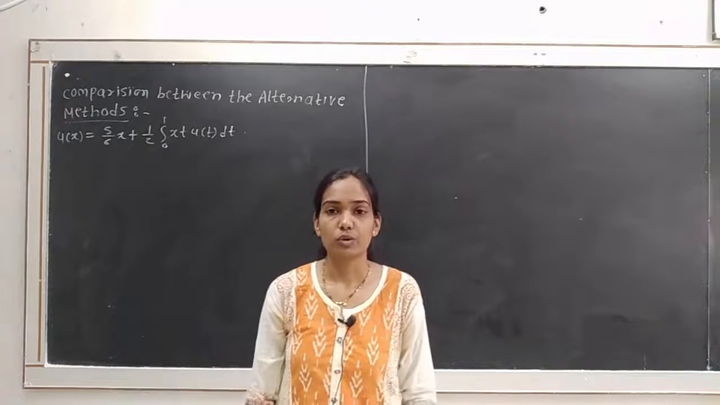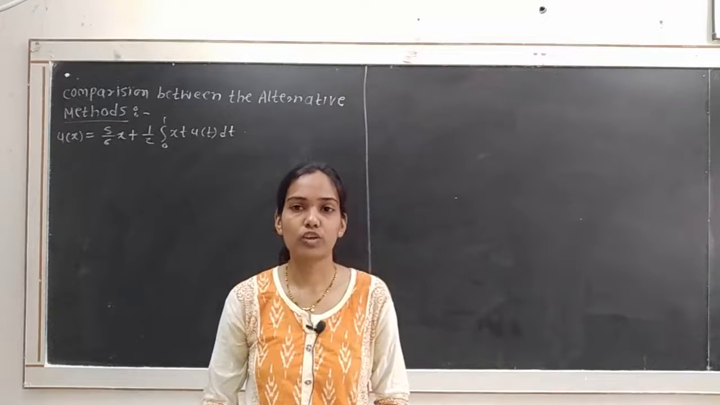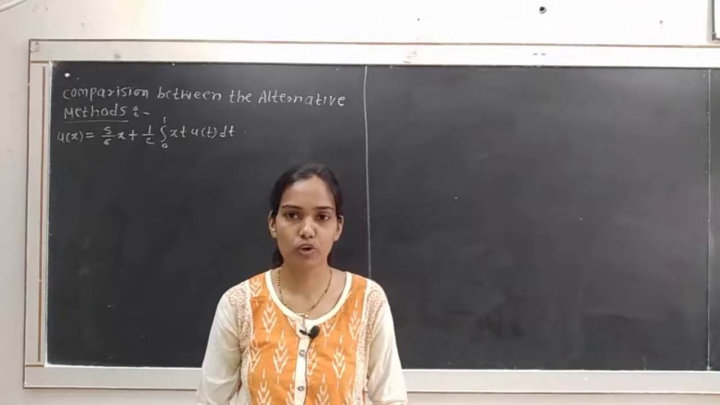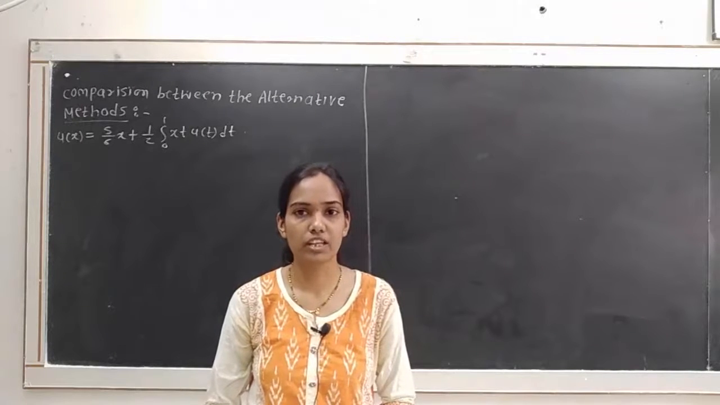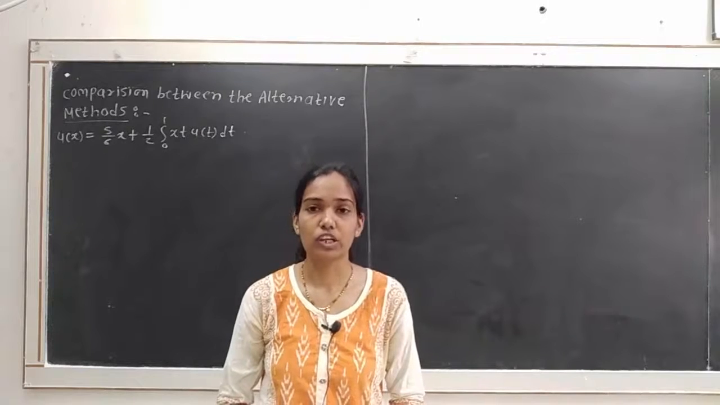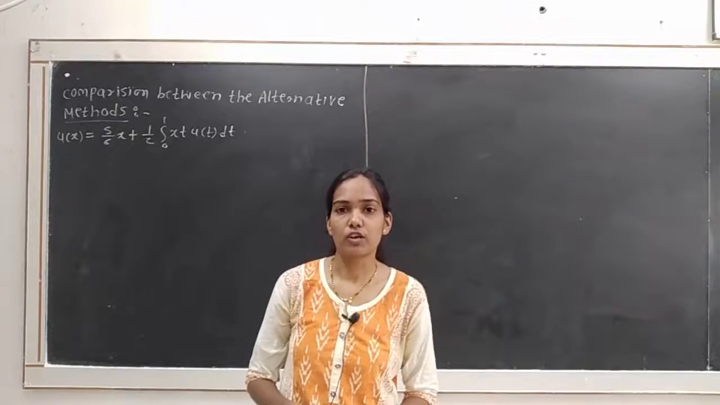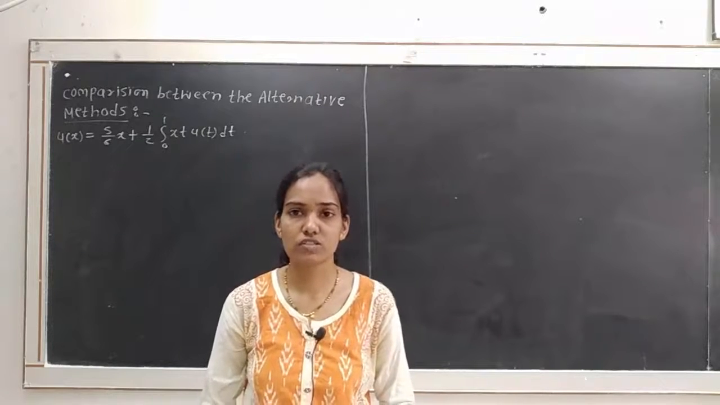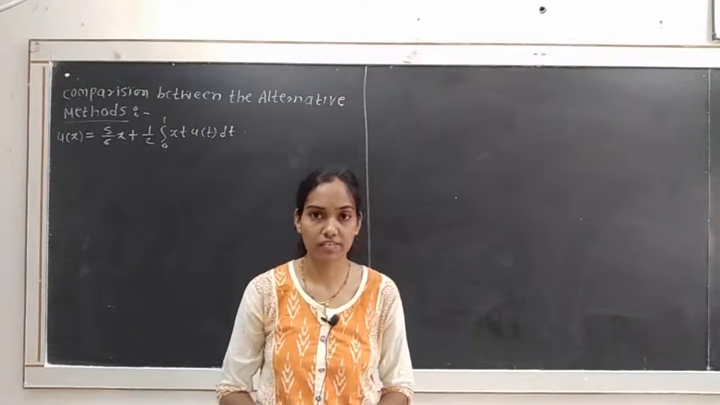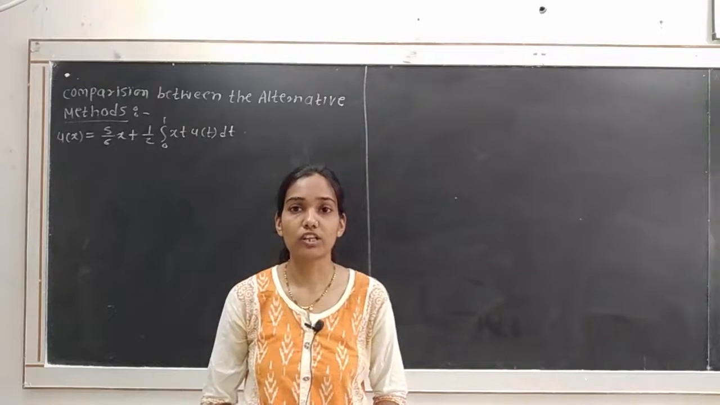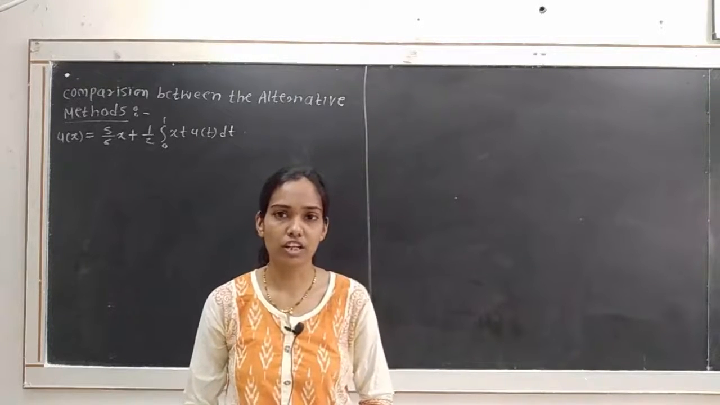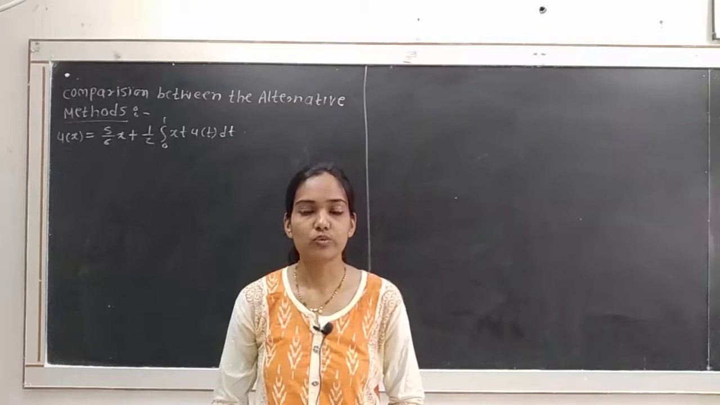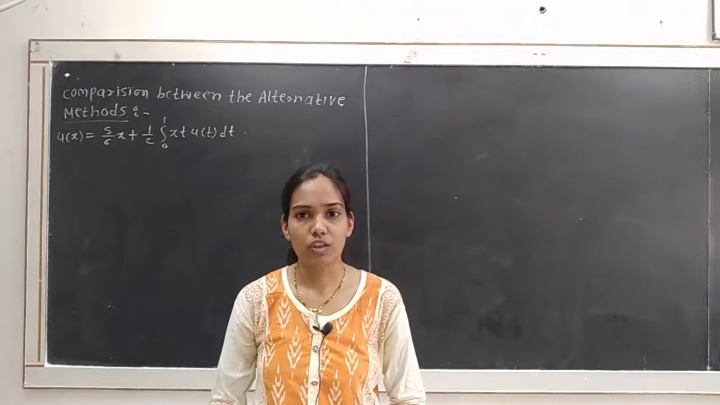Okay, so in the previous lectures we discussed the methods for finding the solution of non-homogeneous Fredholm integral equation of second kind. In the second chapter we are going to see the methods for finding solution of non-homogeneous Fredholm integral equation of second kind with separable kernel. We discussed the 5 alternative methods for finding the solution, and also we solved examples on that method.